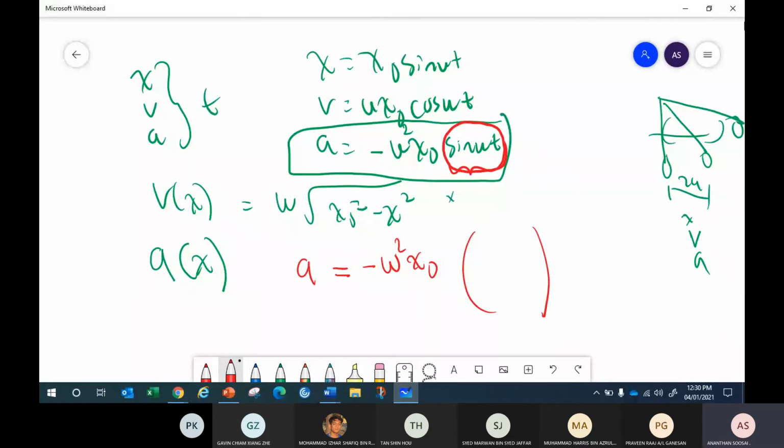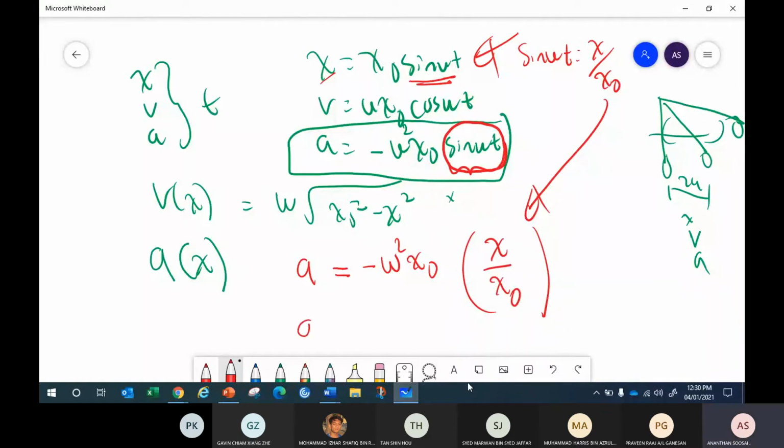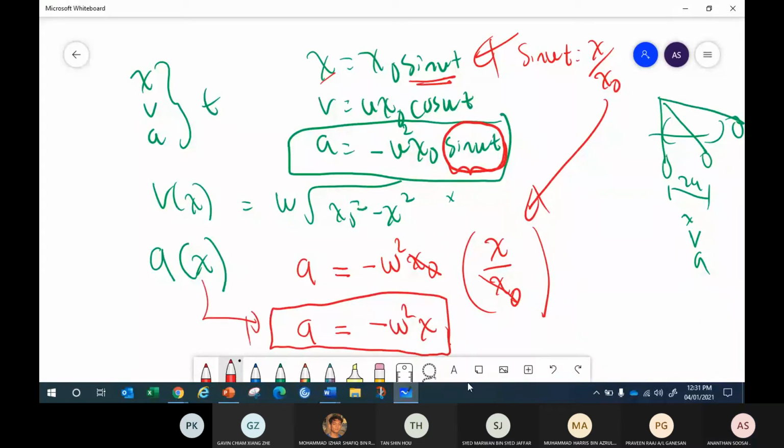What is the sine omega t replacement? You get it from the first equation. What is your sine omega t in terms of x? x over x naught. So sine omega t is actually x over x naught. So you substitute inside here, x over x naught. So acceleration in terms of displacement: x naught cancels, so it's negative omega squared x. This is another formula for acceleration in terms of displacement. If they ask what is the acceleration of the SHM at a given displacement, a equals negative omega squared x.